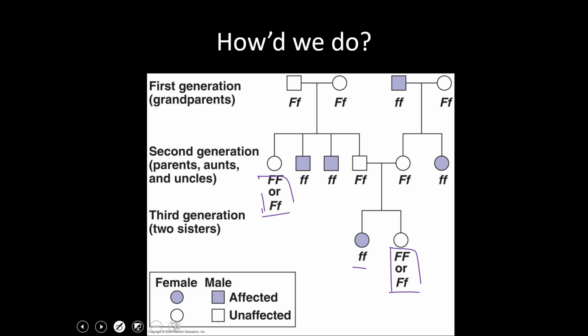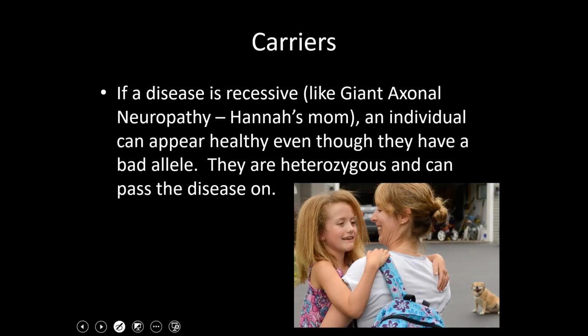Now, continuing on with a bunch of definitions, carriers can only exist if you have a recessive condition. If the disease is dominant, there's no such thing as a carrier. You either have it or you don't. There's no other option. So we've talked about Hannah Sames a couple of times in here before. Hannah Sames has a recessive condition. Neither of her parents have it. They are both carriers for her condition.